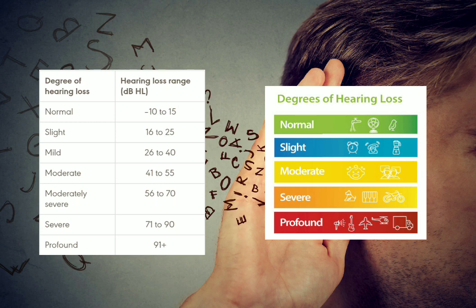The normal is negative 10 to 15, and the hearing loss range of minimal is 16 to 25. The hearing loss range of mild is 26 to 40. The hearing loss range of moderate is 41 to 55. The hearing loss range of moderately severe is 56 to 70. The hearing loss range of severe is 71 to 90. And the hearing loss range of profound is 91 plus.